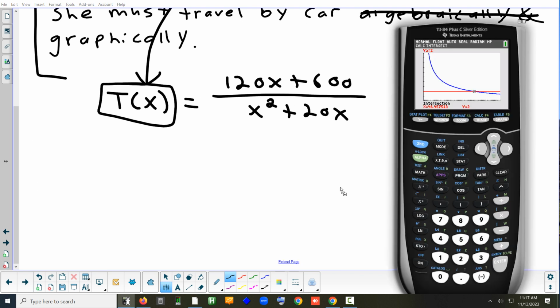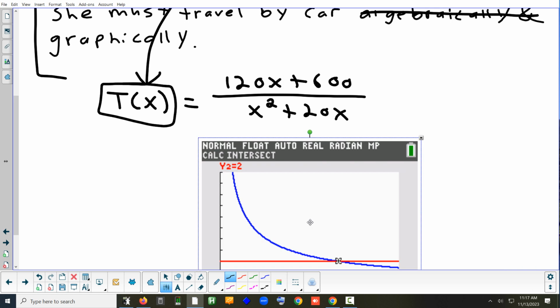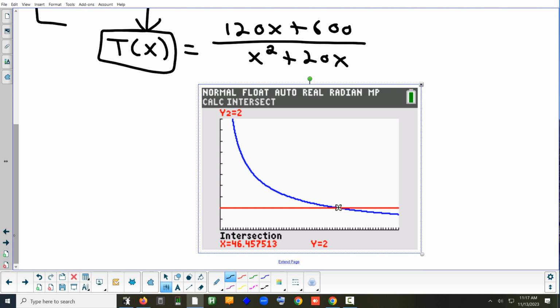That's why we kind of simplified the calculator's life a little bit, so it didn't even have to think about the negatives, and we said just look at the positives. And it's going to take about 46. Well, it's 46.46. That's the speed of the car.